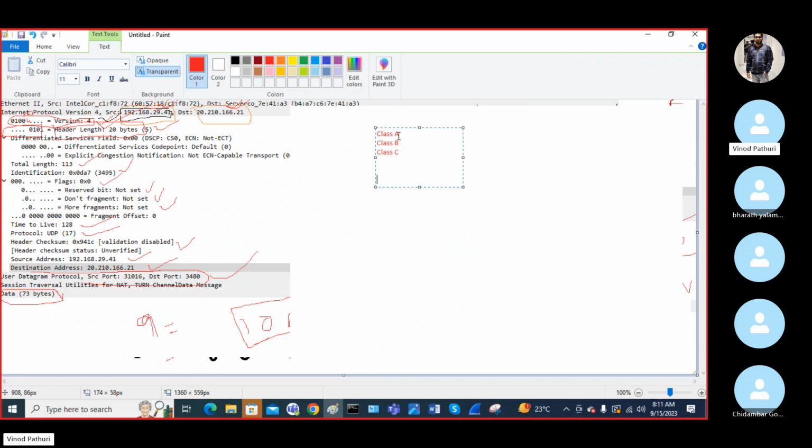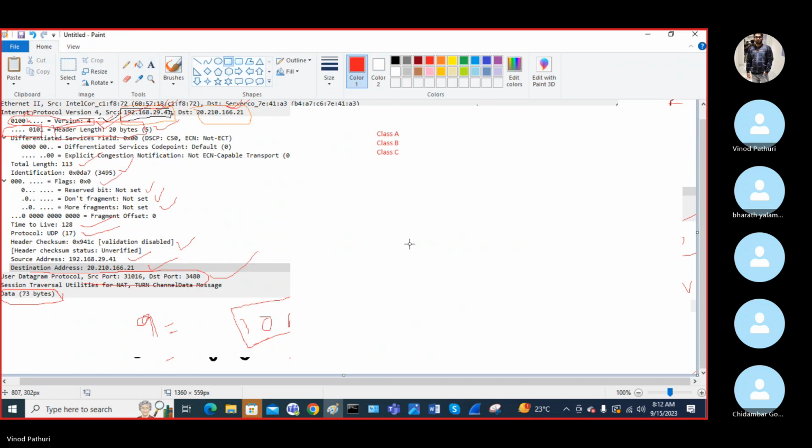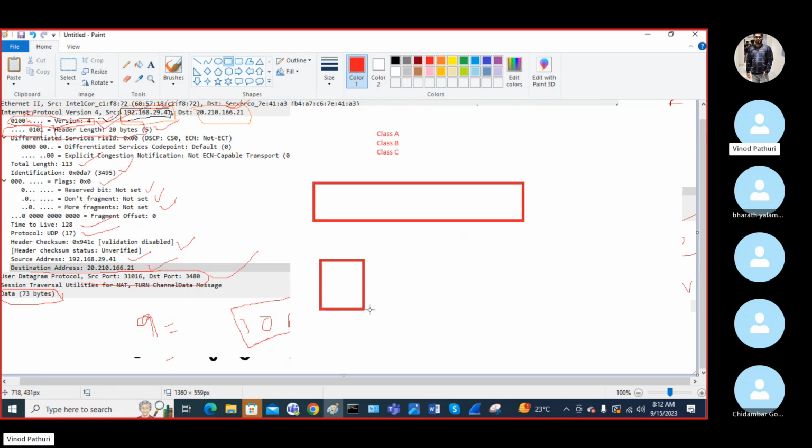So what is class A, class B, and class C? How will you differentiate them? How many octets do we have in an IP? We have 4 octets, right? 32 bits. I'm just writing one for class A, one for class B, and one for class C.